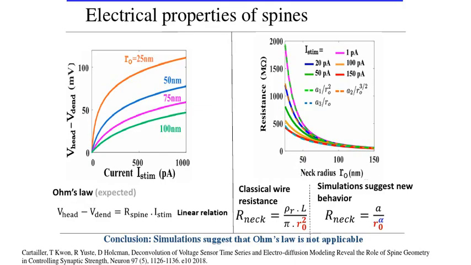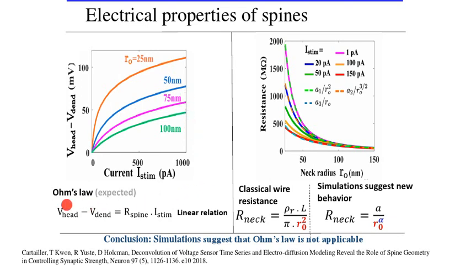Another interesting aspect of this model is that we can look at the difference of the voltage between the head and the dendrite as a function of the injected current for different radii of the spine neck. If we diminish from 100 to 25, you can see a large deviation from Ohm's law. It's not a straight line, and it depends on this radius of the neck.